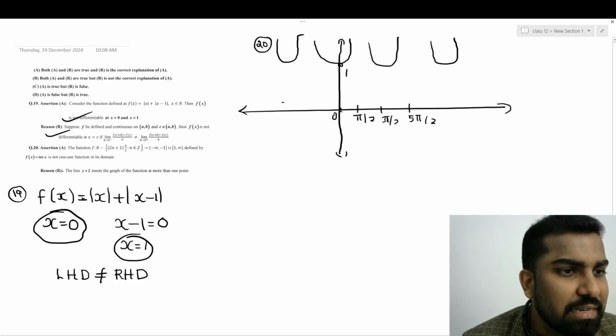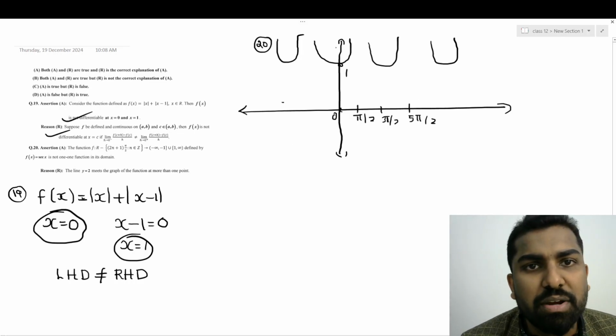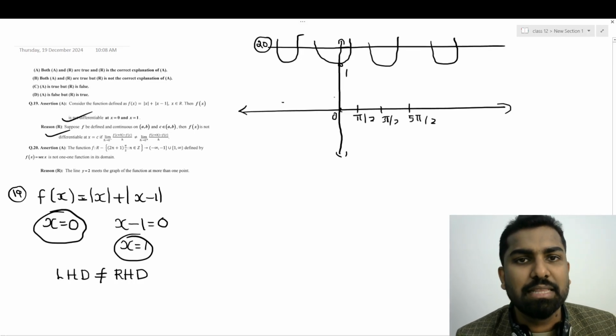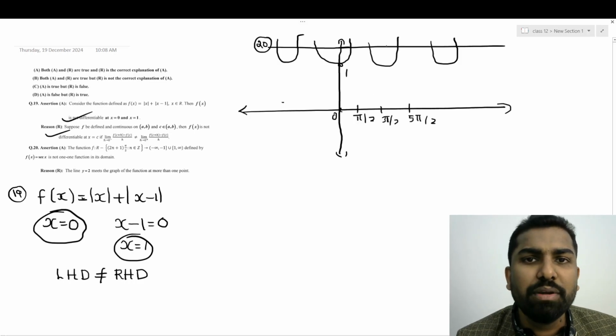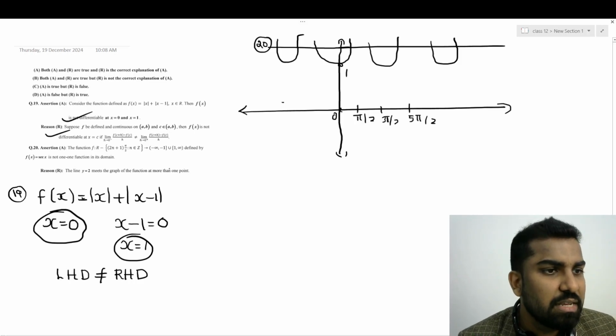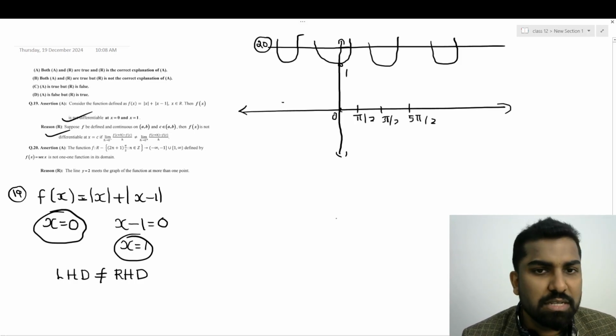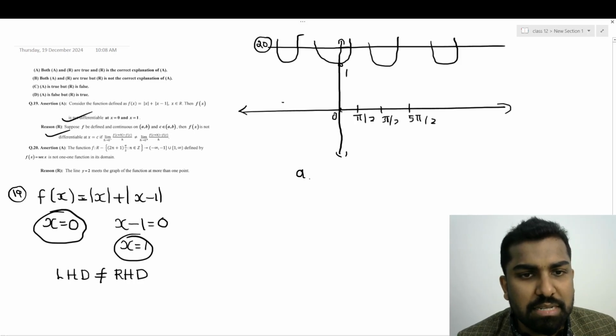So here also the odd multiples will continue. It is given that the line y equal to 2 meets the graph of the function at more than one point. Suppose here y equal to 2 is there. If I draw this, obviously we can say that y equal to 2 touches the graph of the function at many points. So the reason is also correct. It is not one-one. The assertion is also correct.